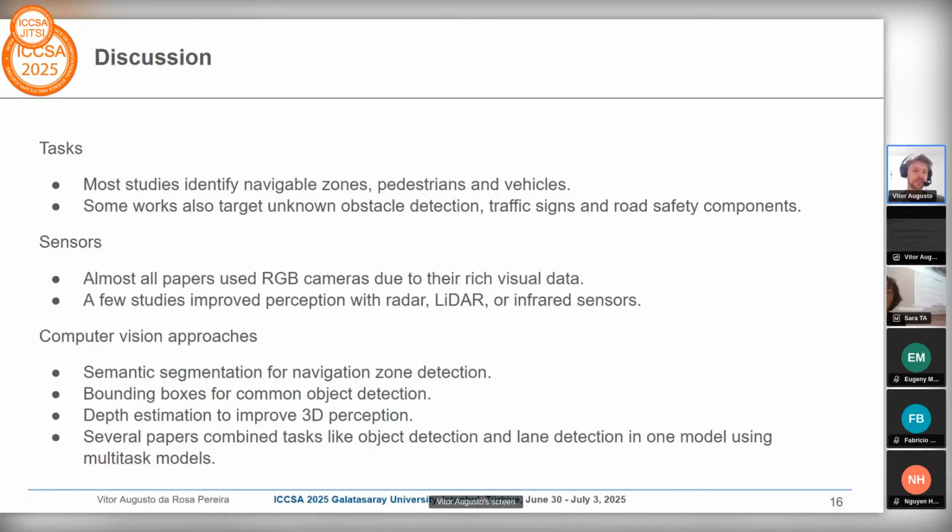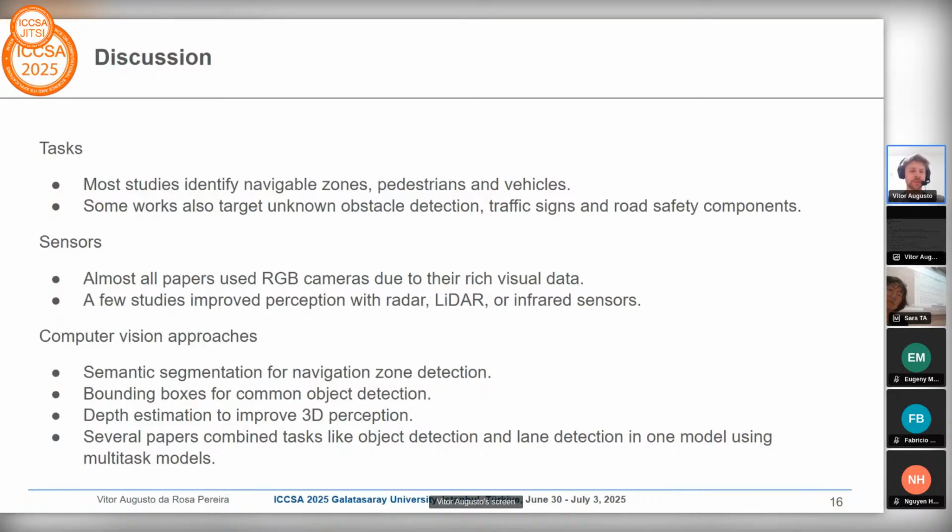And about the sensors, almost all papers use RGB cameras because they have rich visual data. And a few studies improved the RGB perception with other sensors, for example, the radar, LiDAR, or infrared sensors.